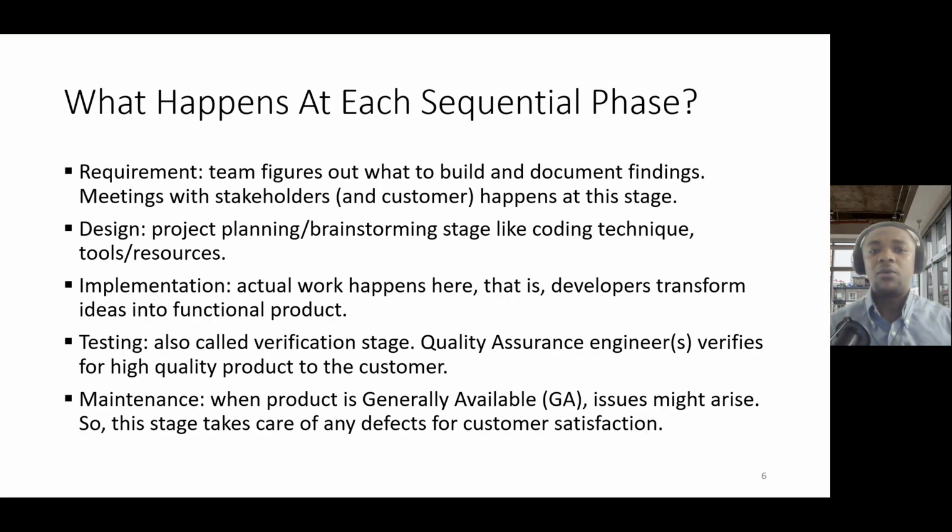All right. So what happens at each sequential phase? We have the requirement stage, we have the designing, we have the implementation, we have the test or verification, and then we have the maintenance. So in other words, we have five major stages in waterfall. So what does that mean?